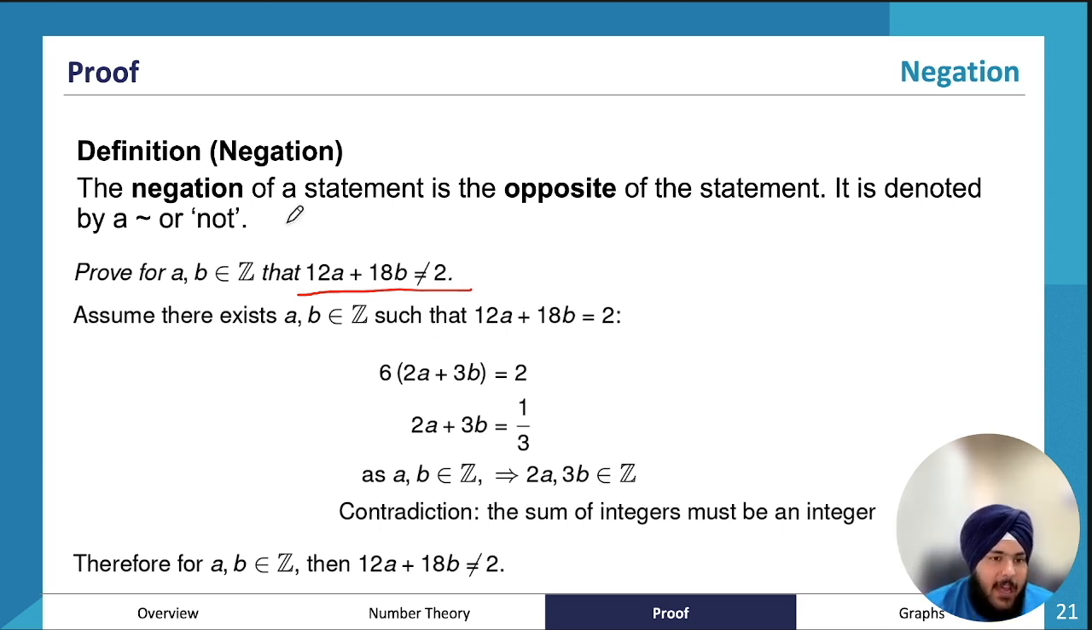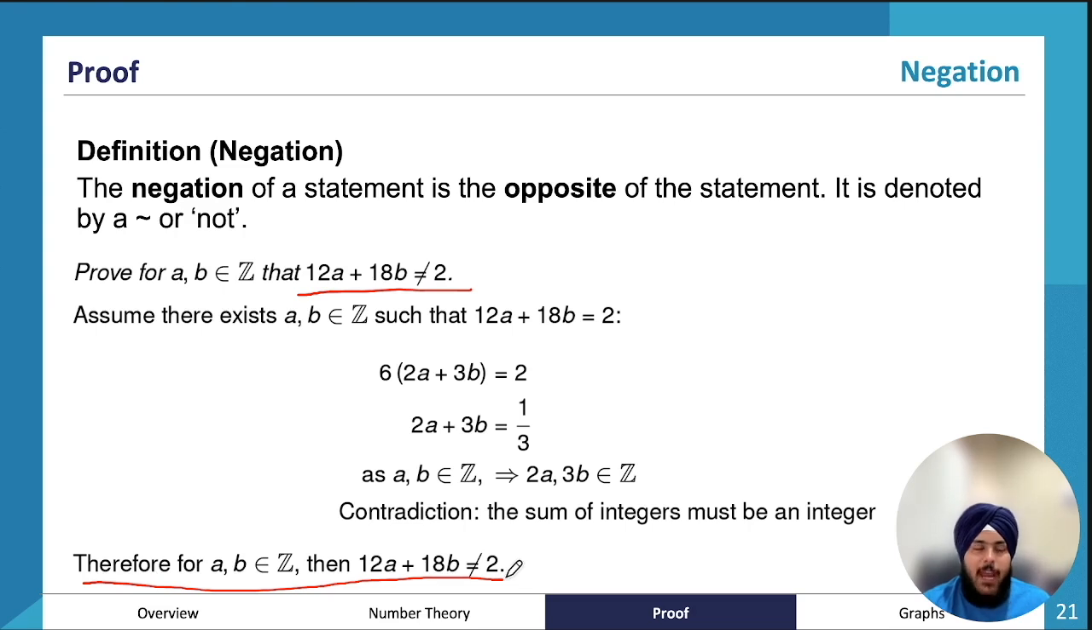So the way that our proof worked was, instead of showing that it is not equal to 2, we started by showing that it is equal to 2, and ultimately ended up with what we were intending to show. So that is a negation proof.